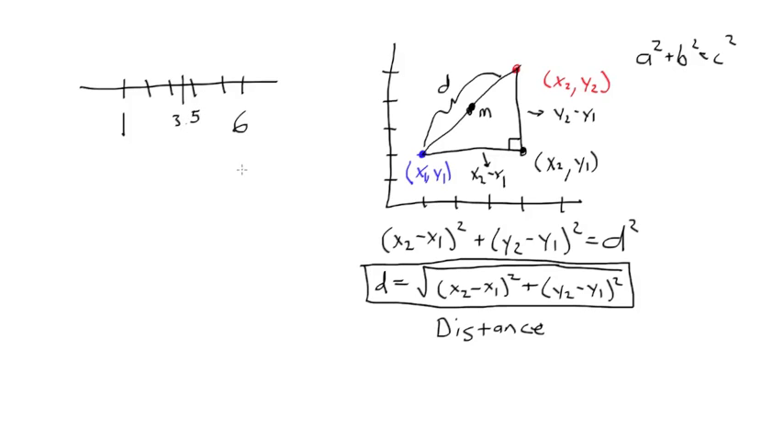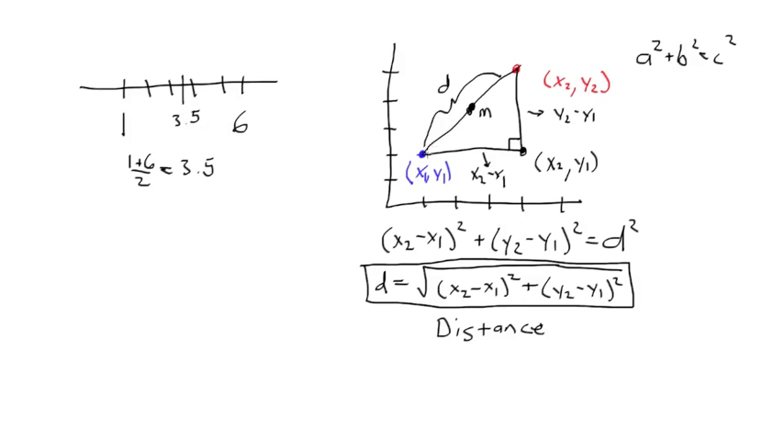We could eyeball it like that, but notice really what we're doing is we're taking the average here. 3.5, that's just the average of 1 and 6. So 1 plus 6 over 2, that's 3.5. So to find the midpoint on our one-dimensional number line, we just took the average of the individual numbers.